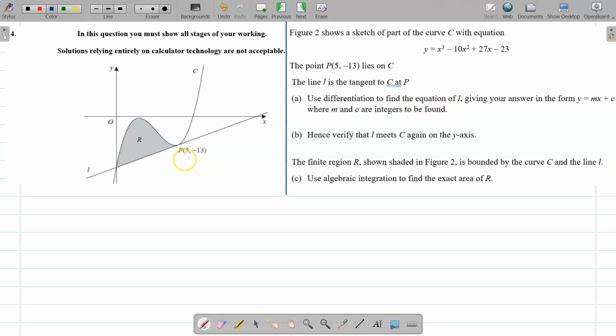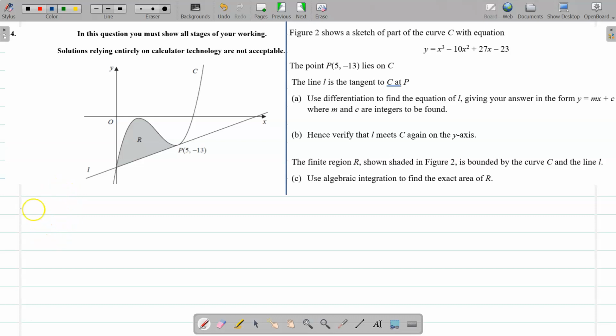Okay, now you might be tempted to say, well, I know a point there. I can easily find this point of intersection with the straight line and the curve, but you can't use that. You have to use differentiation of the curve to get the gradient of this line. So let's do that first.